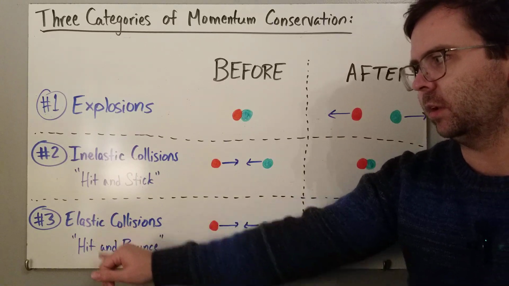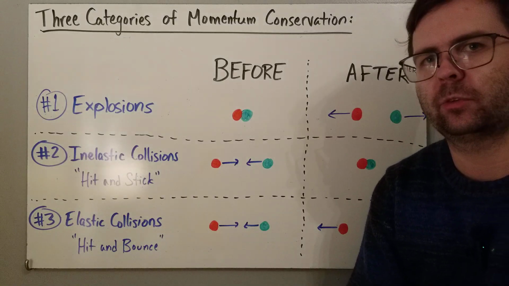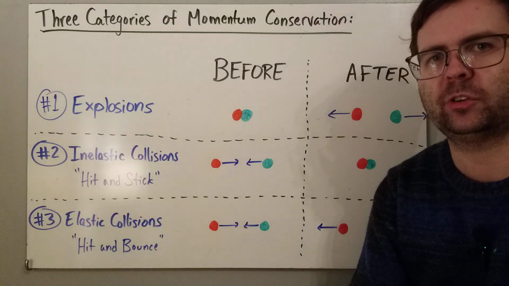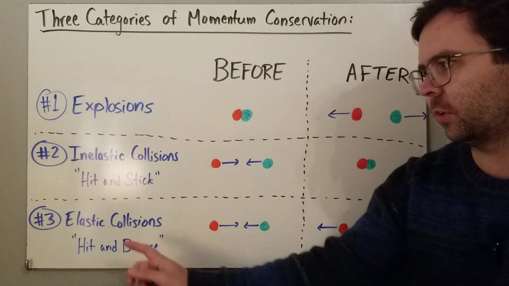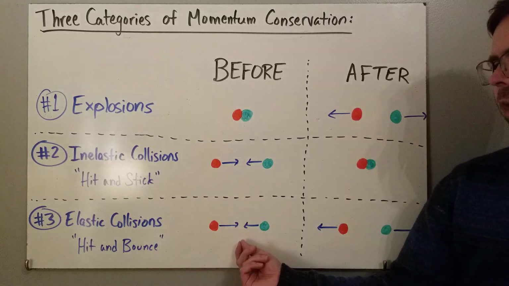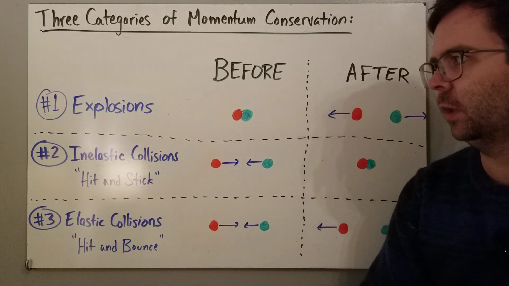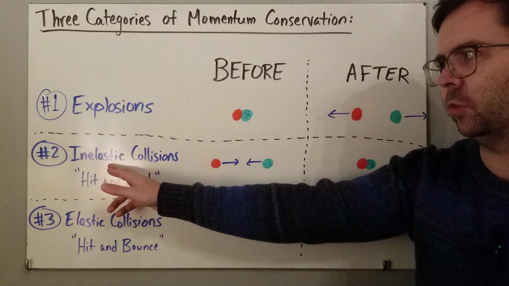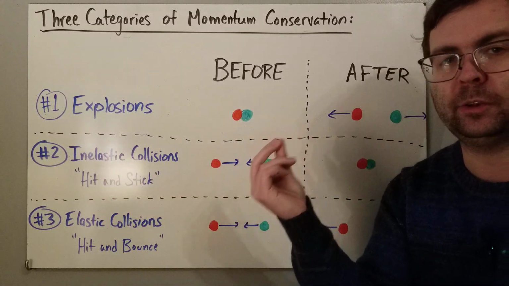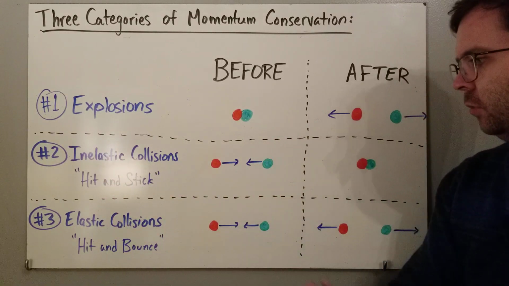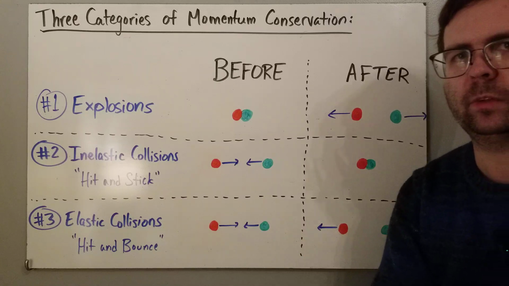Elastic, on the other hand, is when things bounce. If you think of elastic as something stretchy or bouncy, elastic collisions is where two objects collide with each other and they bounce apart. They hit and bounce. And so you can see why we call it inelastic collisions, where they collide and they don't bounce. Elastic collisions is where they collide and they bounce off each other.